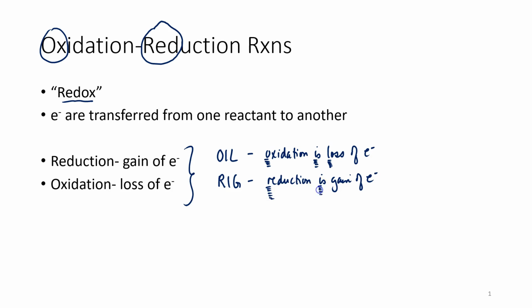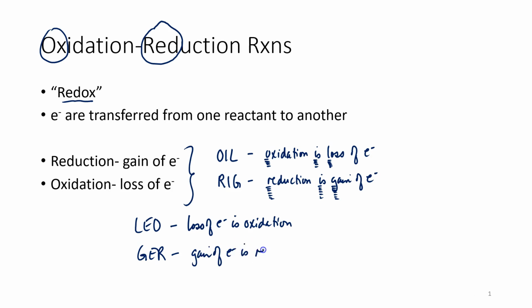reduction is gain. Another little trick that some students use is Leo the lion says GER. And this stands for loss of electrons is oxidation, and GER stands for gain of electrons is reduction. So with that very brief background, let's take a look at some redox reactions.